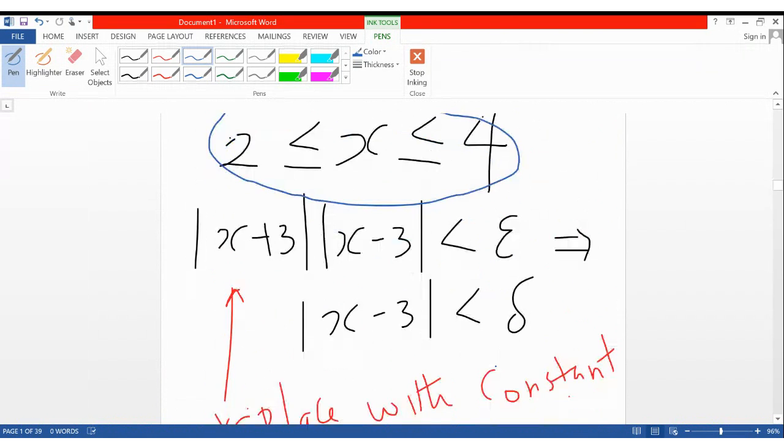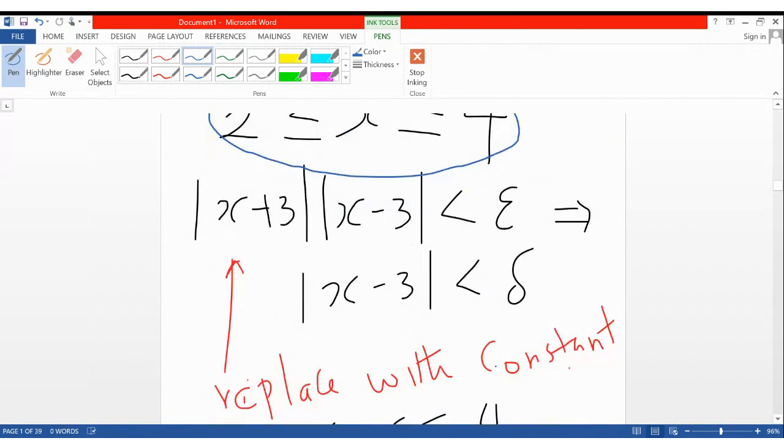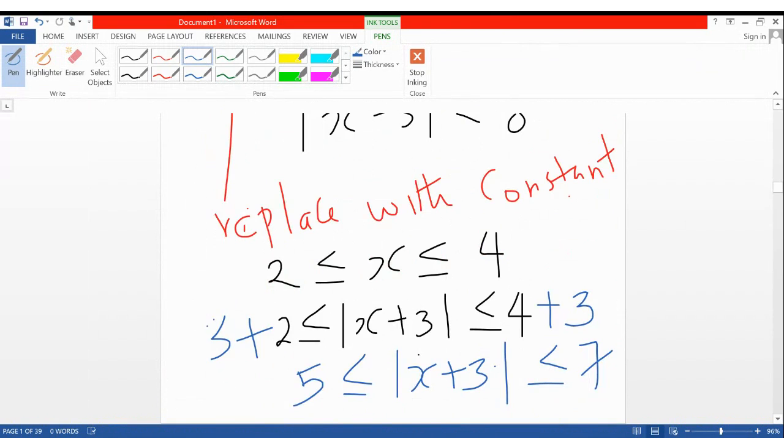So what I have done, because I have magnitude, I have here plus 3. So I've added plus 3 on this side and plus 3 on the right side, to get 5 is less than or equal to the magnitude of x plus 3, which is less than or equal to the magnitude of 7. So that is basically how you do it.